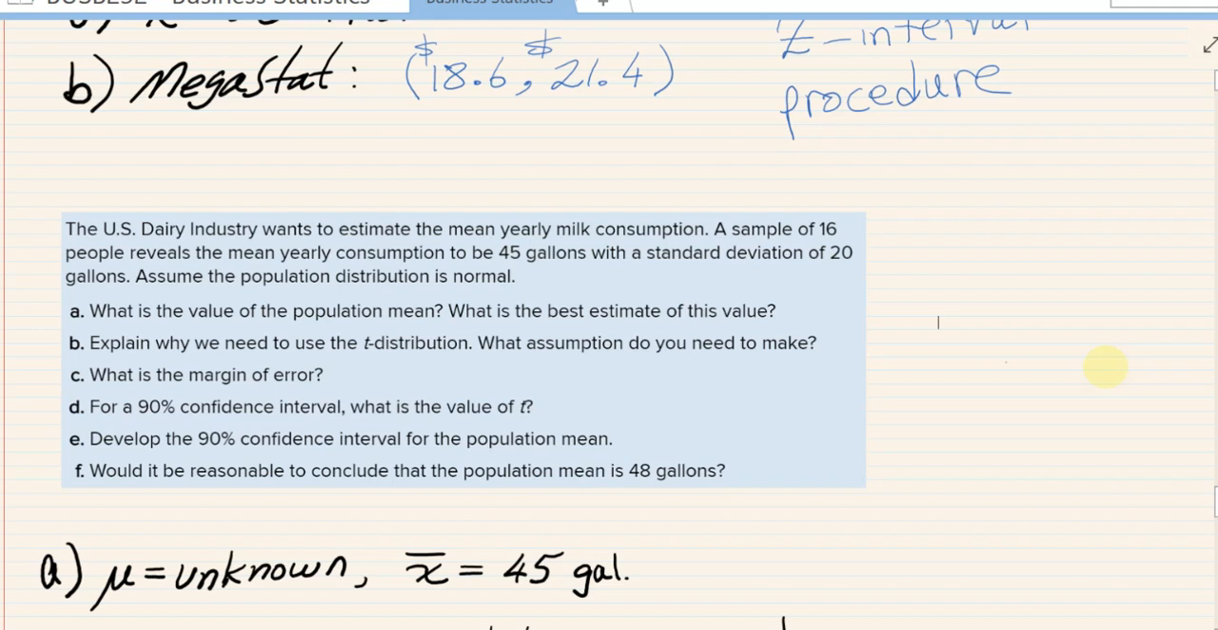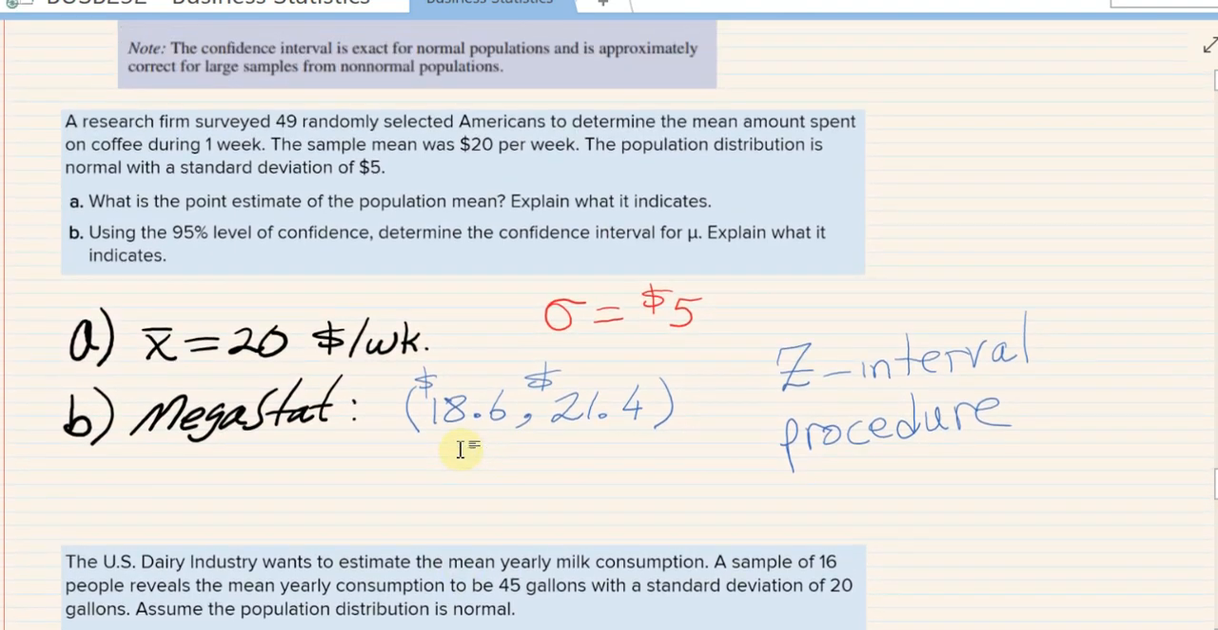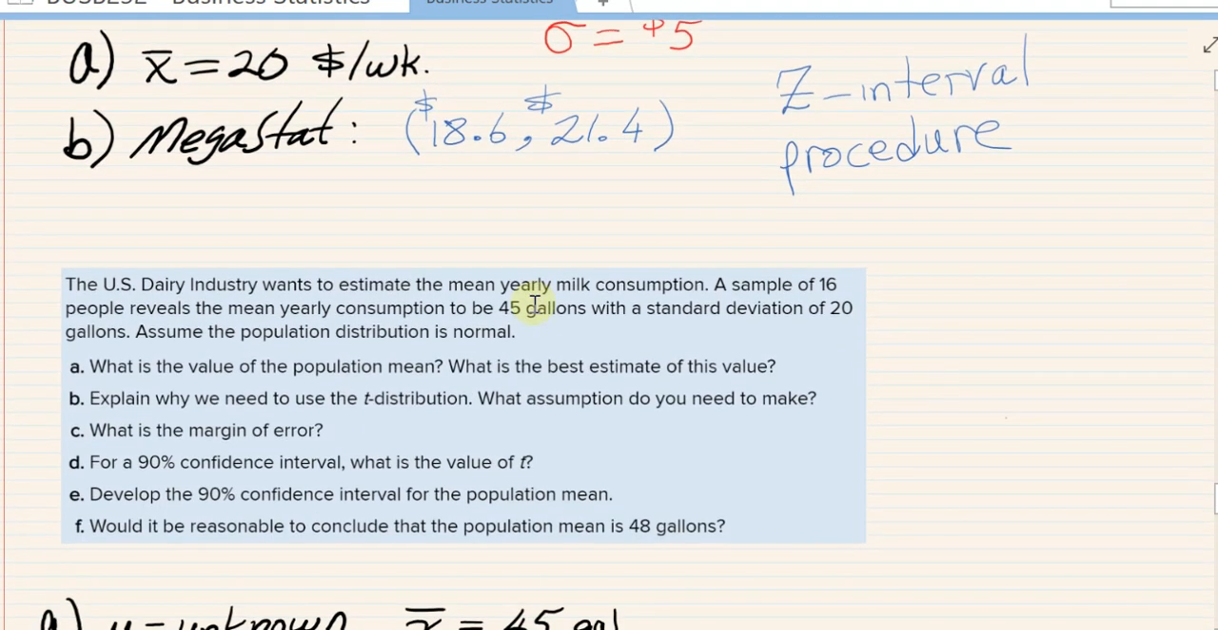In part B, explain why we need to use the t distribution. What assumption do you need to make? Remember, whether we use a z or t depends on whether we know sigma or not. Here we were told nothing about sigma being known. If you go back to our exercise that we just did, you see up here it says a standard deviation of 5. We're going to assume the population is this with a deviation of 5. That means this is a population deviation. So we're not told that down here.